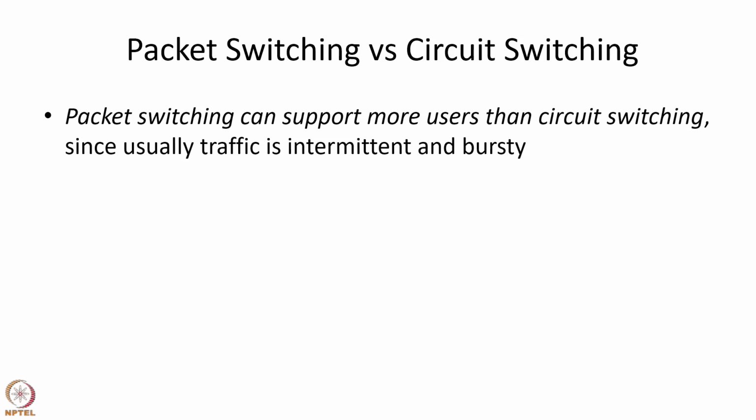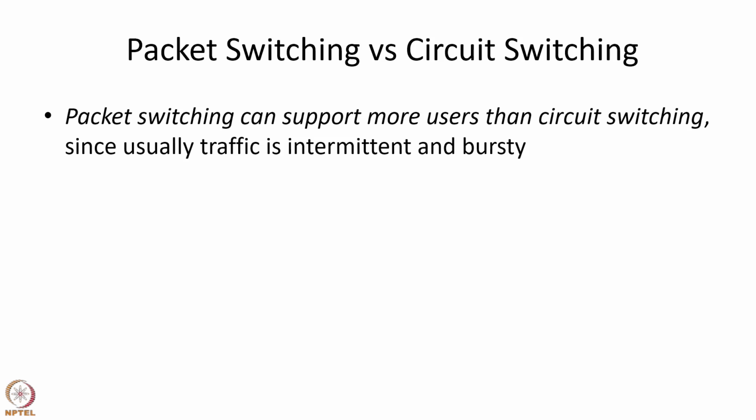To compare packet switching and circuit switching, packet switching can support more users than circuit switching, since usually traffic is intermittent and bursty. By intermittent traffic, we mean that traffic starts and stops. It is not steadily sent. And by bursty, an example is web page browsing. When you click on a link and read the web page contents, a burst or a chunk of data is transferred.